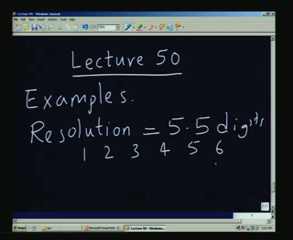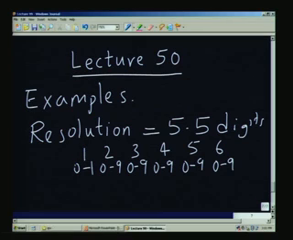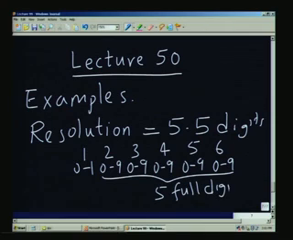and this can go from 0 to 9, this can go from 0 to 9, this can go from 0 to 9, 0 to 9, and this can be either 0 or 1. So, these are 2, 3, 4, 5, 6, these digits go all the way from 0 to 9, and the very first one goes from 0 to 1. So, this is 5 full digits, and this is called half digit.